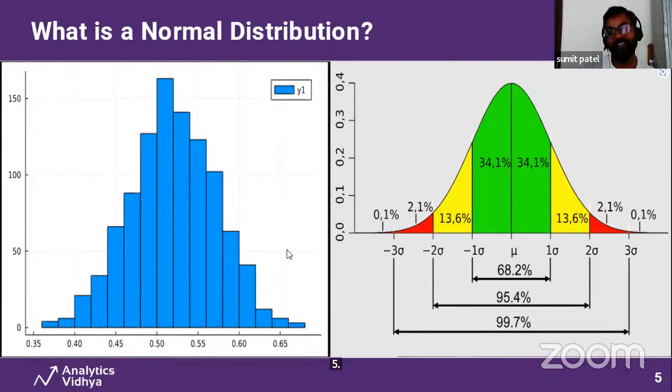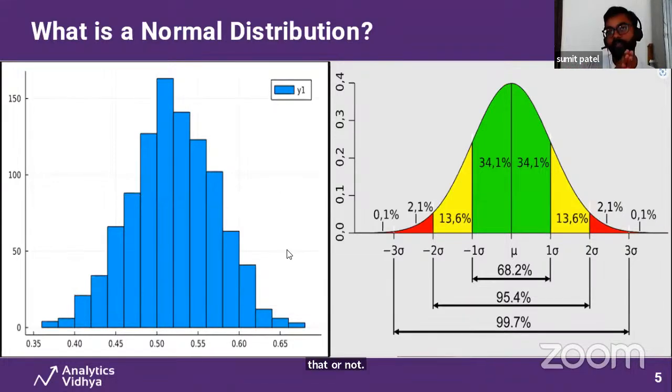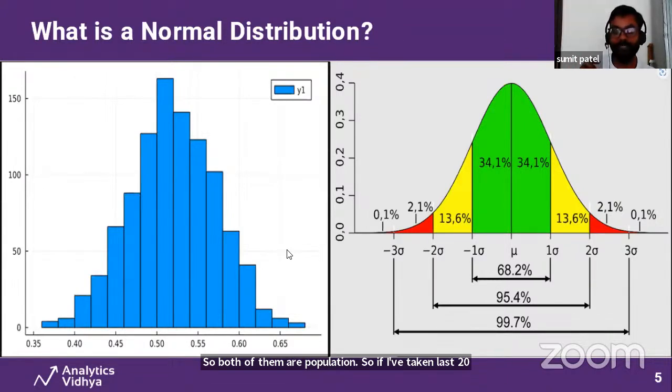Yes. So one represents the population, the other is sample. No, you could say, because my assumption here is that in more than 95% of the matches, both the number 1 and the number 5 batsmen come into bat. You're sure that the opening batsman will come to bat, but you're not sure whether the number 5 batsman will come to bat or not. So both of them are population. If I've taken the last 20 years, it's more or less similar.